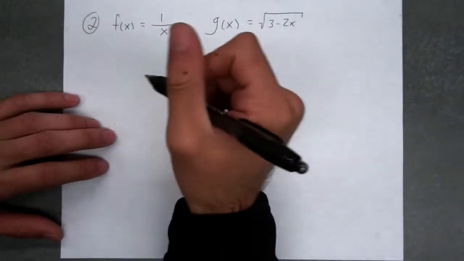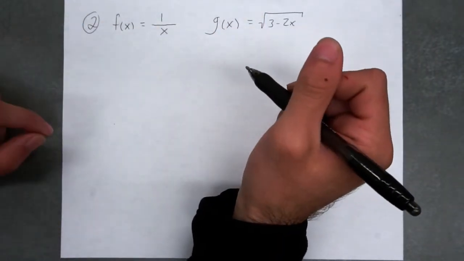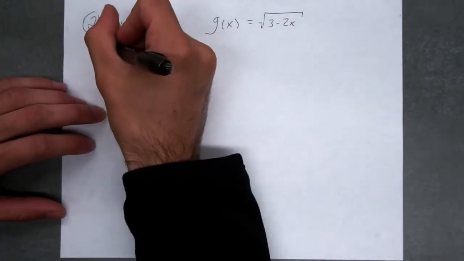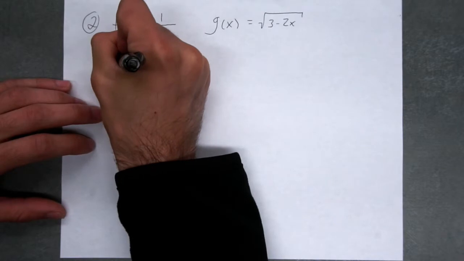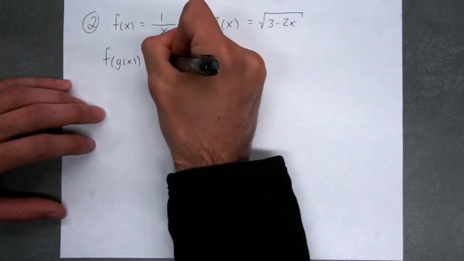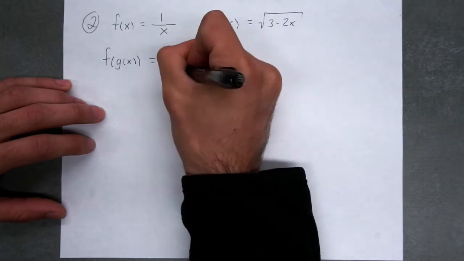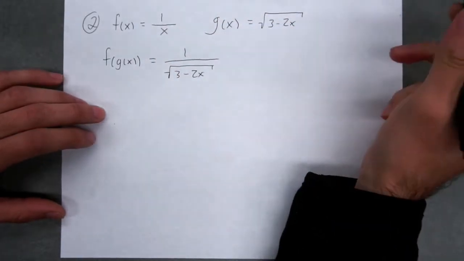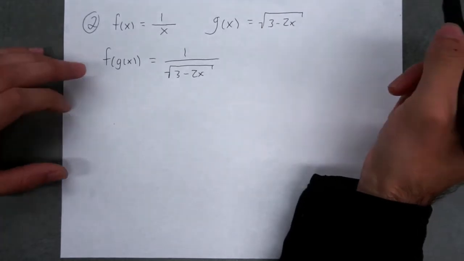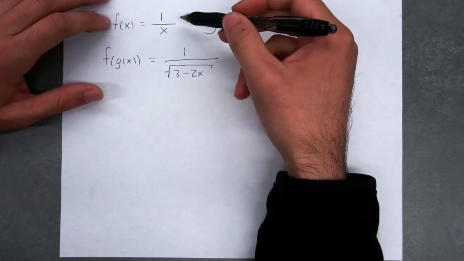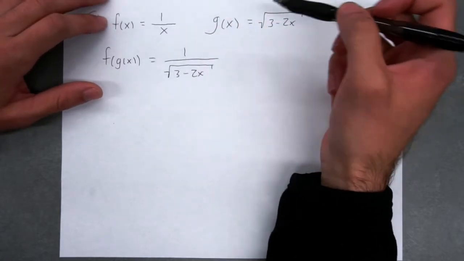Alright, for the second problem, we have f of x is equal to 1 over x, and g of x is equal to the square root of 3 minus 2x. So we're composing f of g of x, and so this composition function is equal to 1 over the square root of 3 minus 2x. And so when we're trying to find the domain of f of g of x, we have to take into account the restrictions of the f function and of the g function.